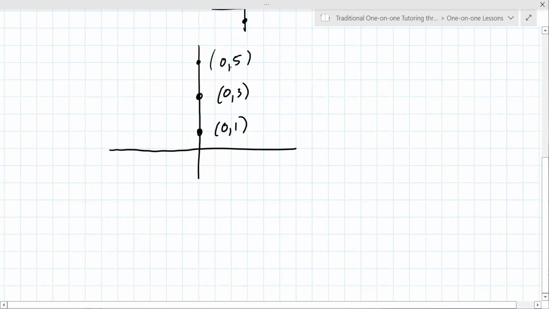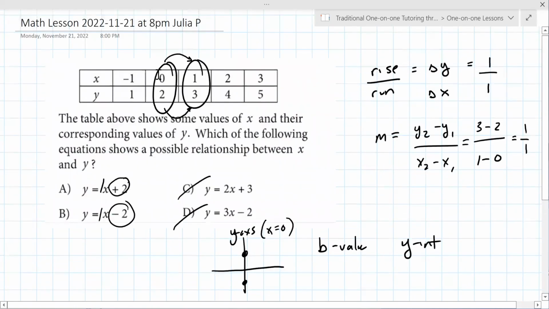What do you notice is the same about all of these points? The x value is the same. X is always 0. So where in your table is x 0? Right here. So what is the y value there? 2. That's your B value. That gives you your B value.